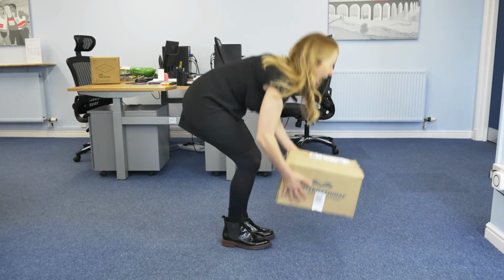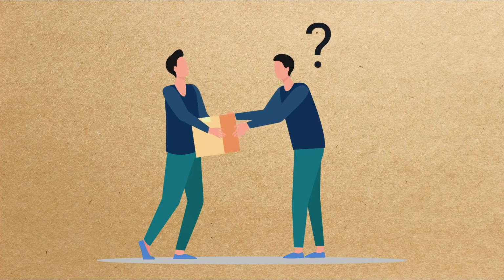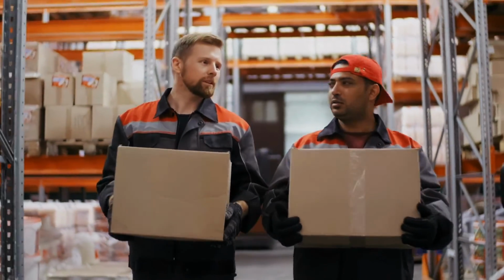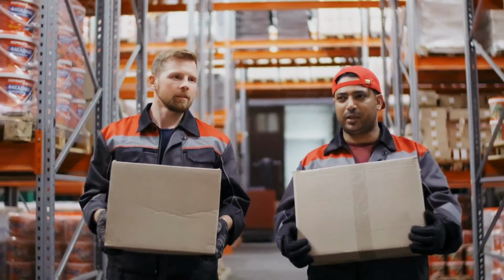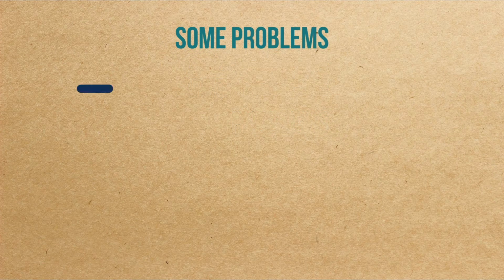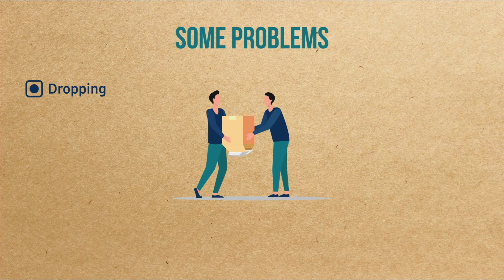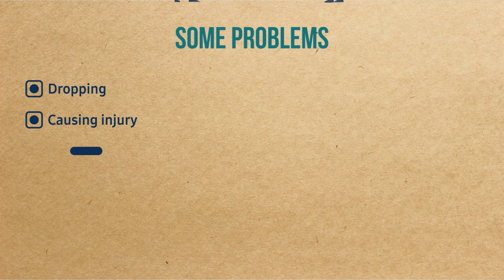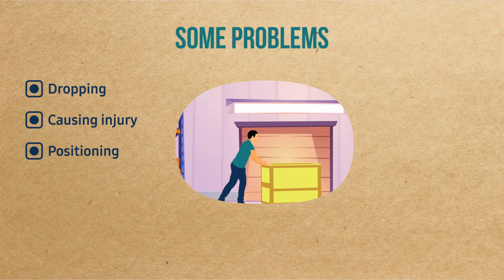You are at risk every time you move anything, but your actions can also affect others for better or for worse too. Not only do you need to consider your safety when handling objects, but you also need to consider how the consequences of your actions could harm other people. Here are some problems you might face. Dropping something onto another person due to incorrect handling. Causing injury to a colleague if two people are handling an item together, like moving boxes or furniture. Positioning something somewhere where a visitor or member of the public may have to move it to get around it.